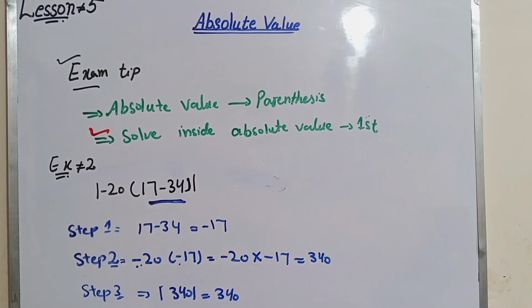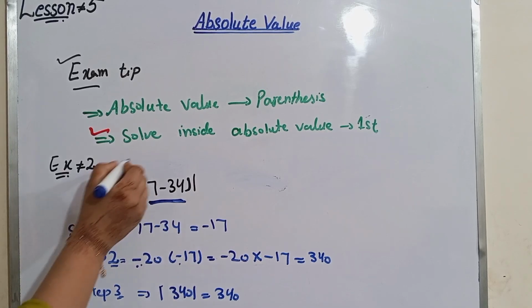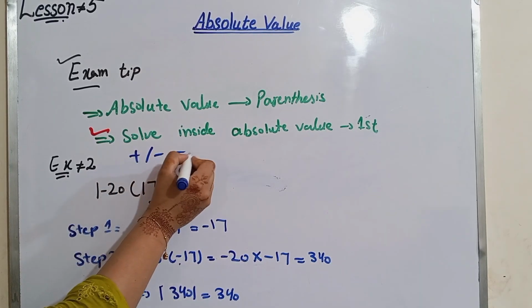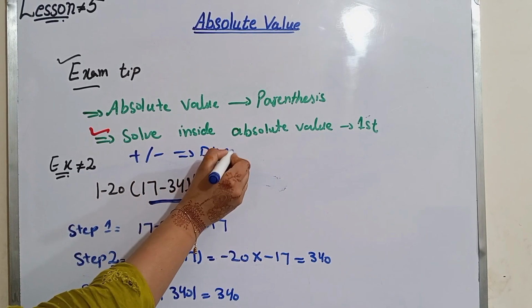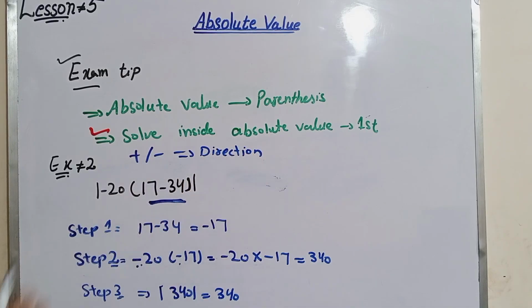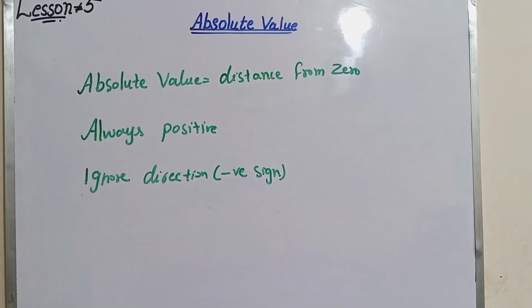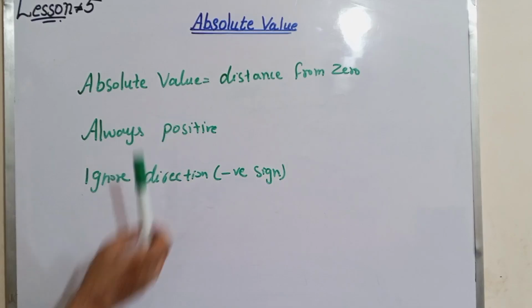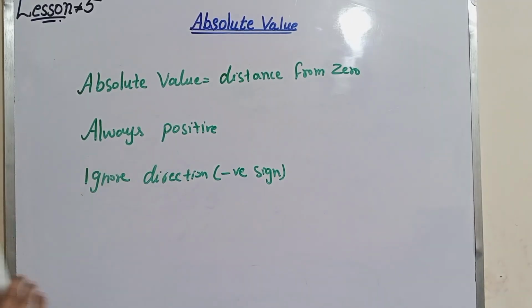When working with real life problems, the sign, positive or negative, shows direction. But in absolute value, we don't see the direction. We see only the magnitude. So now you know the absolute value is the distance from 0. Always positive. Ignore direction, just like negative signs.